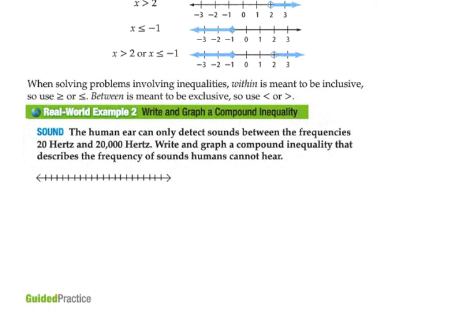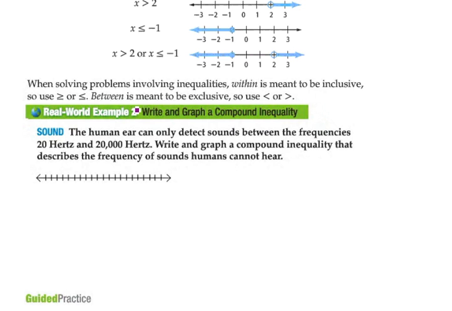So it says the human ear can only detect sounds between the frequencies of 20 hertz and 20,000 hertz. Write and graph a compound inequality that describes the frequencies of sounds that humans cannot hear. Okay, so it says between those frequencies.